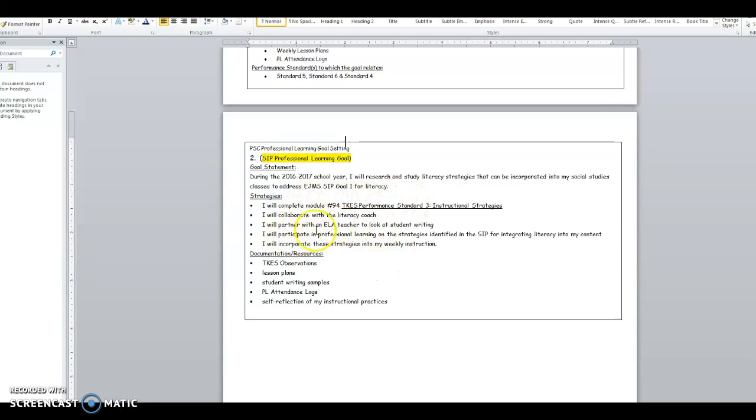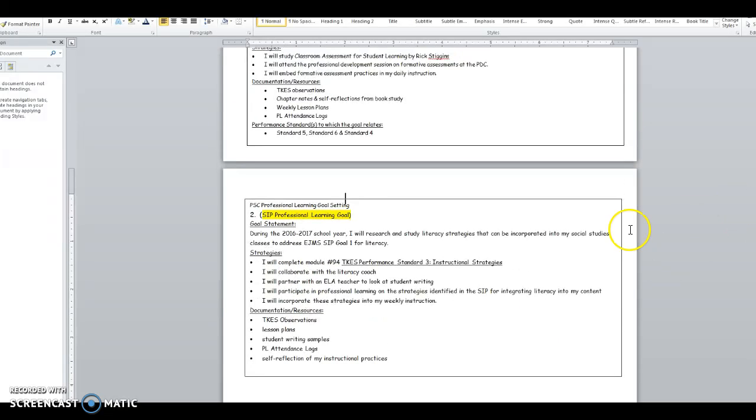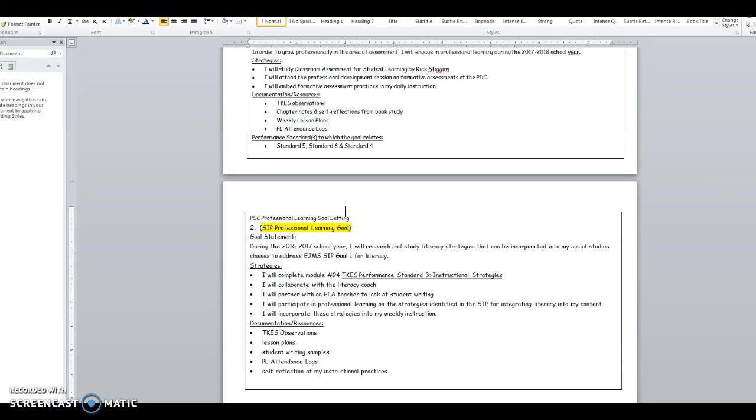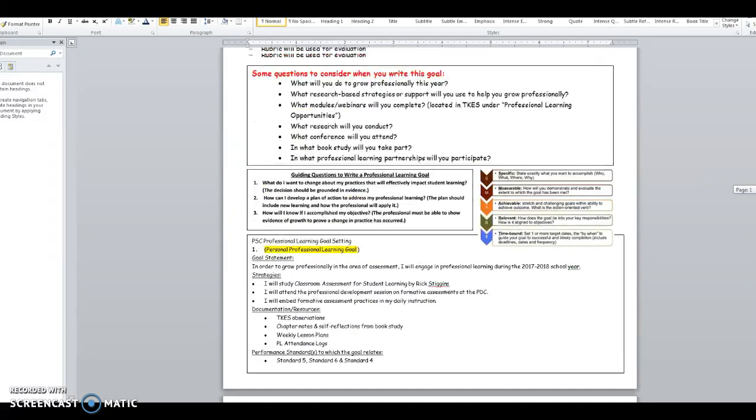So I've put all the things I'm going to do. How am I going to document this? It just has to be split up into those separate containers. So edit is goal 1. New is goal 2. Split it up into all the separate places: your goal statement, and then your strategies, and then your documentation. So those need to be split up.